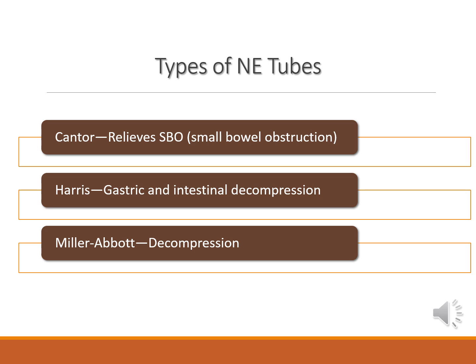The Miller-Abbott tube is a long, small caliber catheter with a perforated metal tip and a collapsible balloon, and it is radiopaque. This is also used for decompression of the gastrointestinal tract.